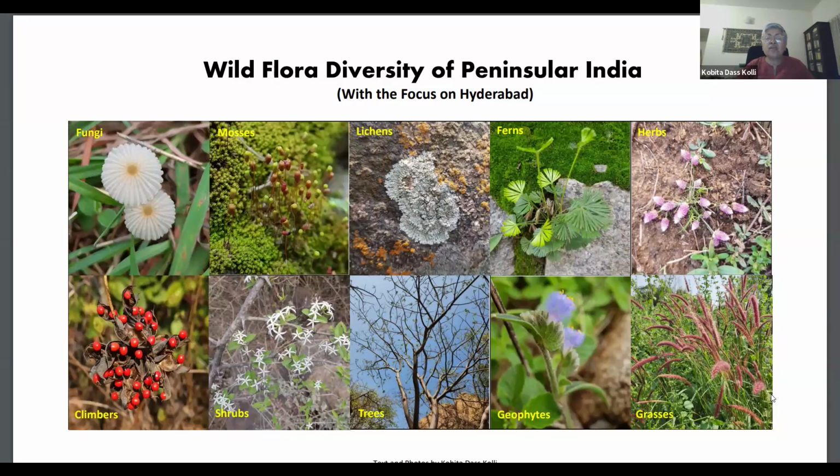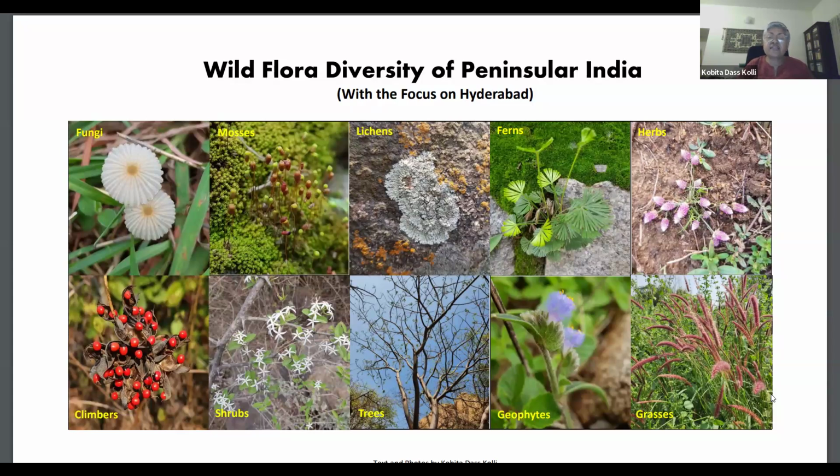So we'll begin with the kind of diversity that we see in peninsular India. The reason I am saying that there's a focus on Hyderabad is because I am from Hyderabad, and this is the area where I document most of the time. And I've been doing this for about 8 years now. So this is just a sampling of the kind of flora. I'll quickly take you through them.